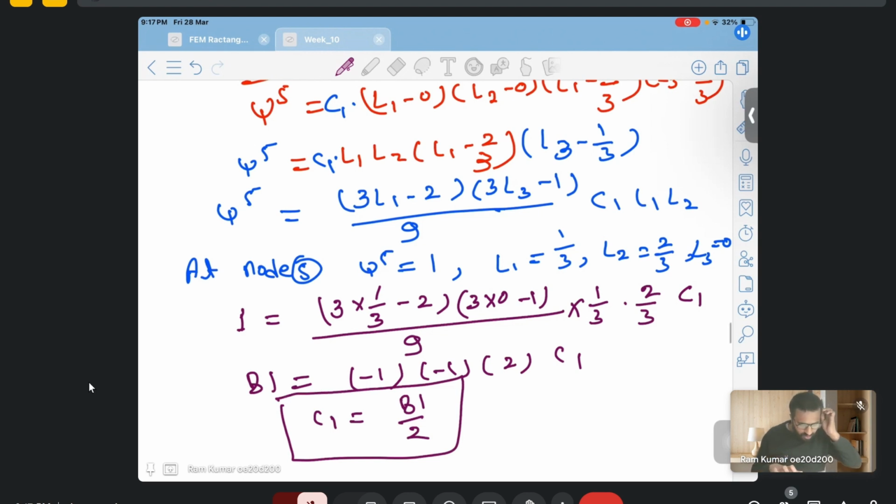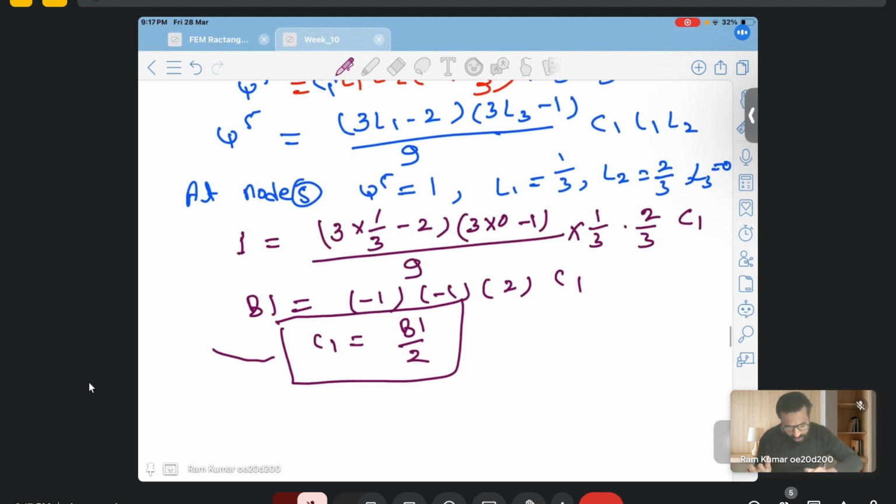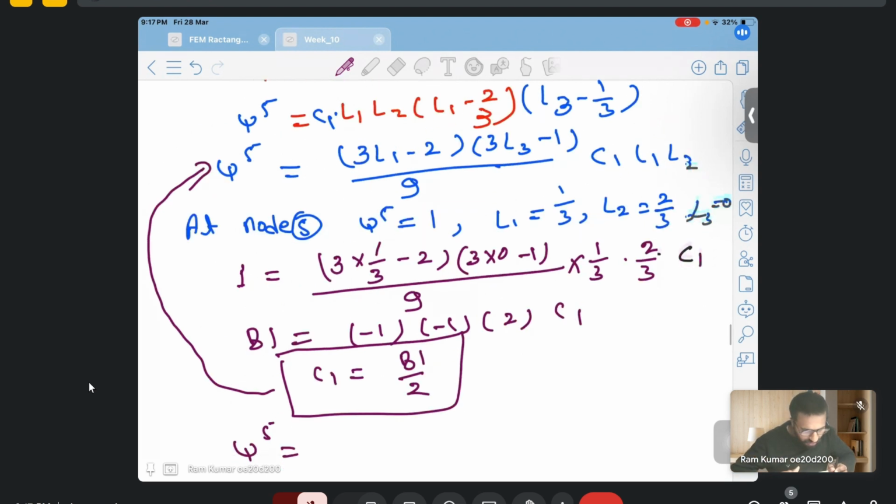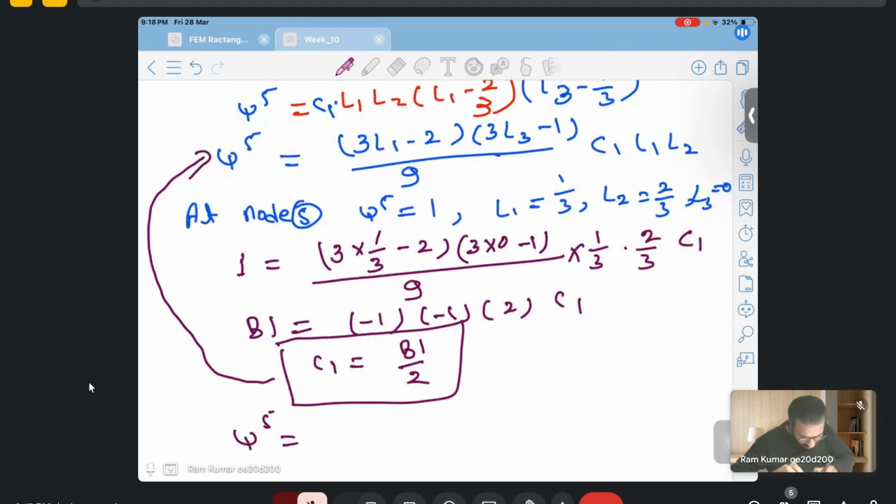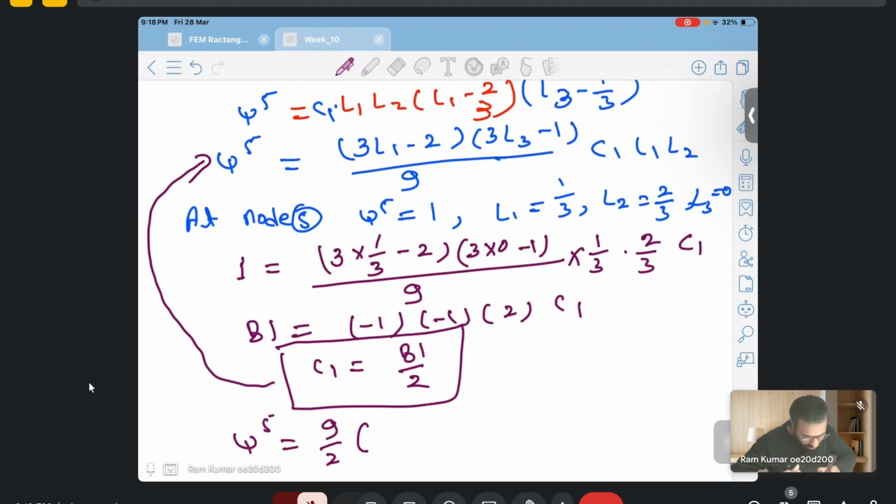Now after getting the value of C1, we can put it again in this equation. So that will be 9 by 2. This will be psi function or shape function 5 equal to 9 by 2, L1, L2, again 3L1 minus 2, 3L1 minus 2, 3L3 minus 1, then L1, L2.